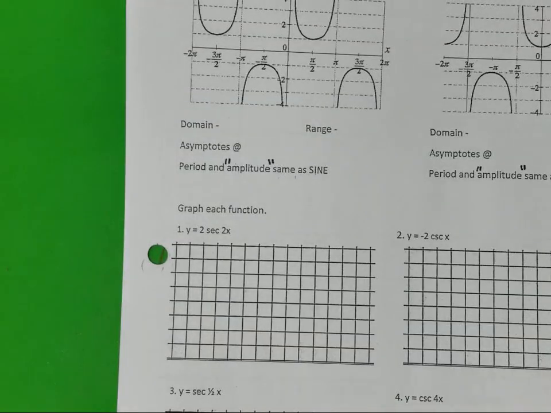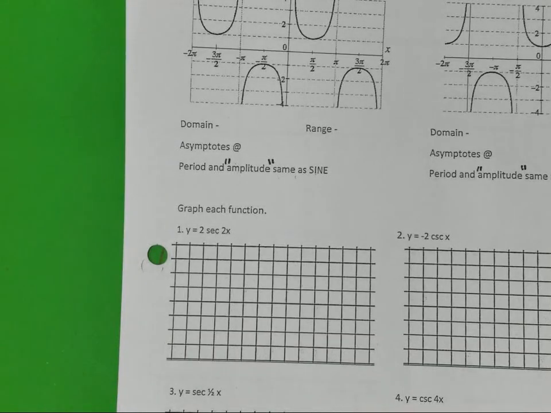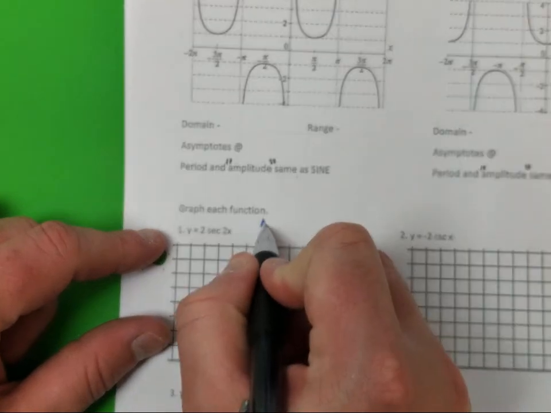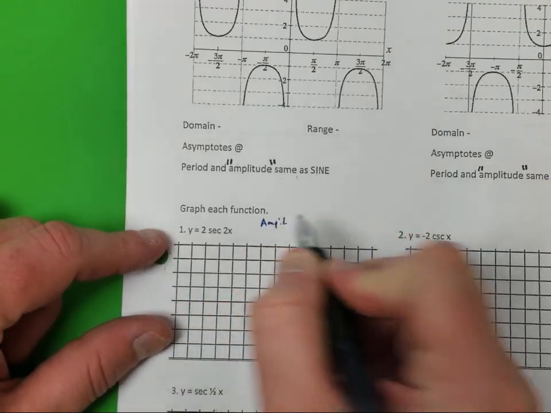Number 1. Y equals 2 secant 2x. You've got to start off just like if you were to graph sine and cosine on all these, and then before you graph the final product, that's when you make a little change. But still, just do it like you normally would graph sine and cosine. Okay, my amp is 2.